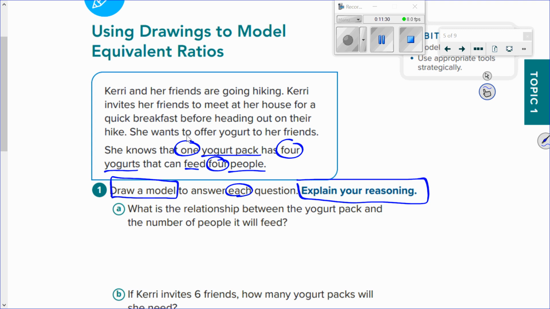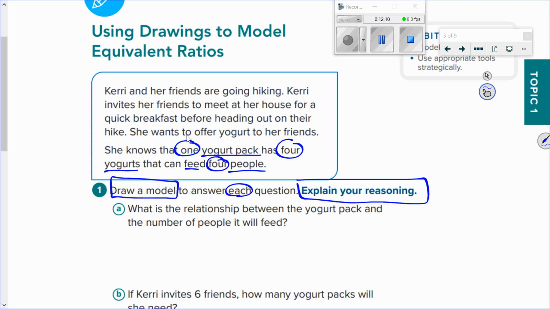So what are we supposed to do for every problem here? Draw a model and explain your reasoning. Does everybody understand what you're to do? You know how to draw a model? If I were to draw 4 yogurt cups, what would it look like? If I were to draw 4 people, what would it look like? Personally, I would use stick figures, but if you're a good artist, you may get more intricate. But keep it simple because time is of the essence here. Understand what you're supposed to do?